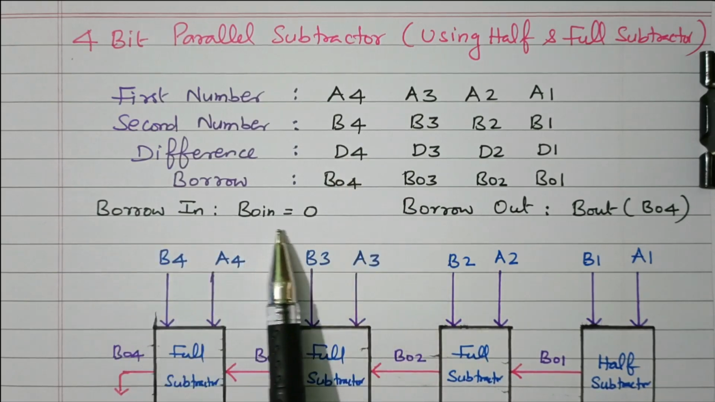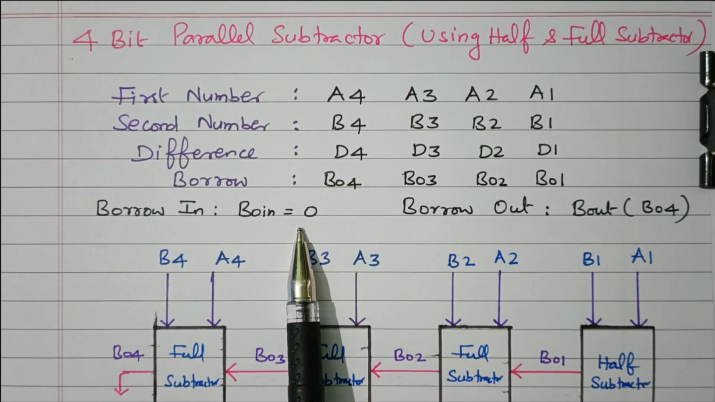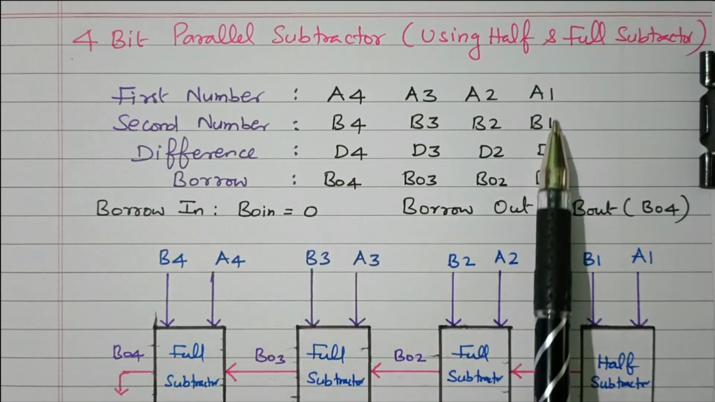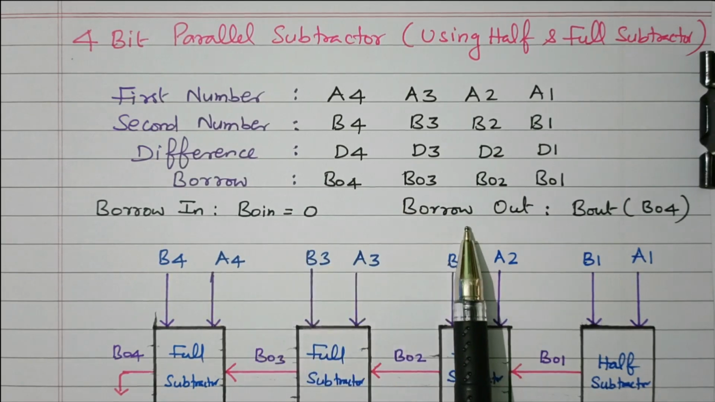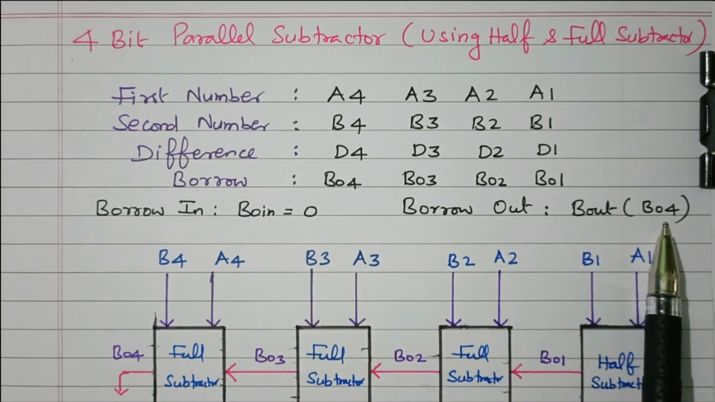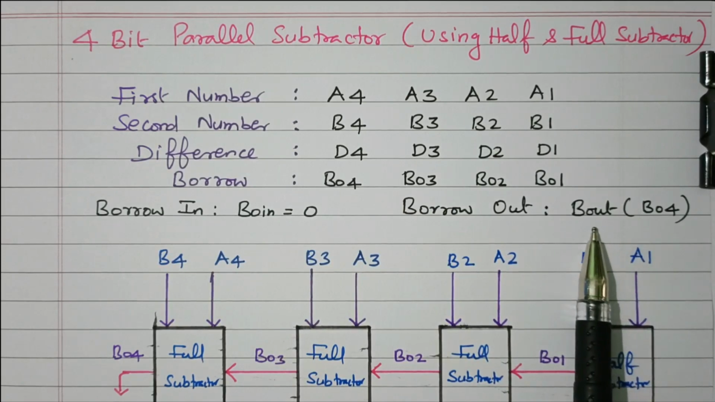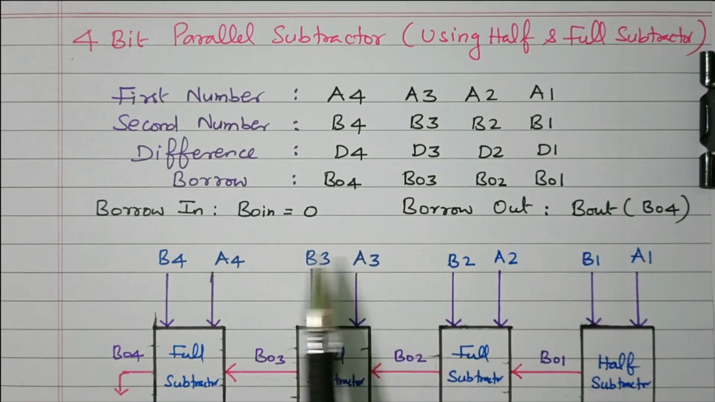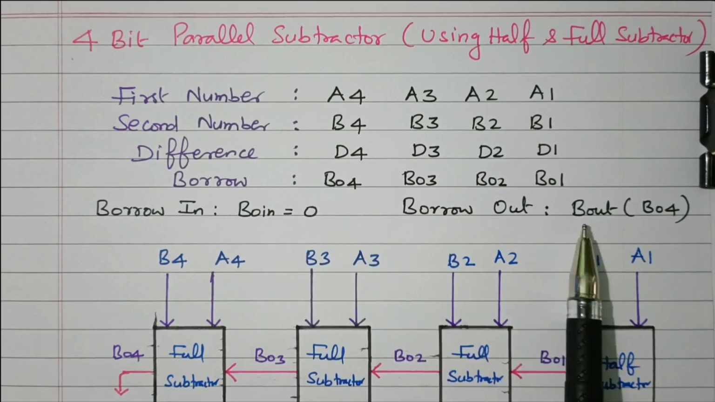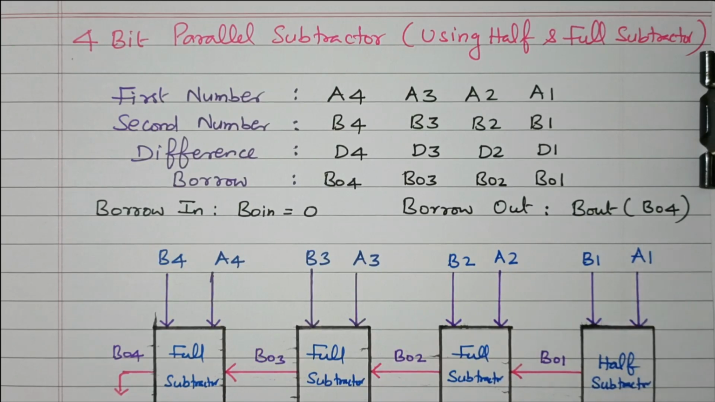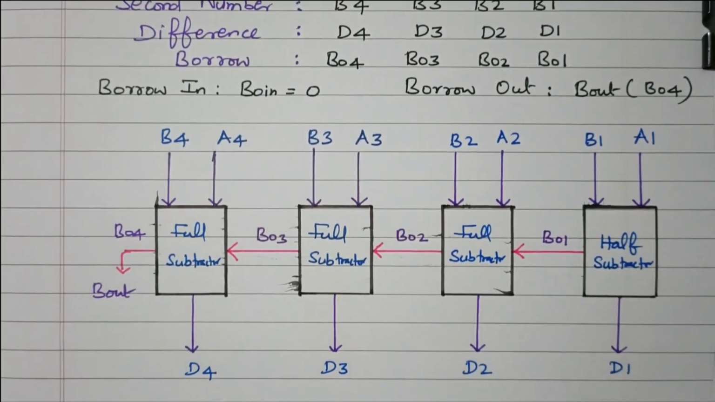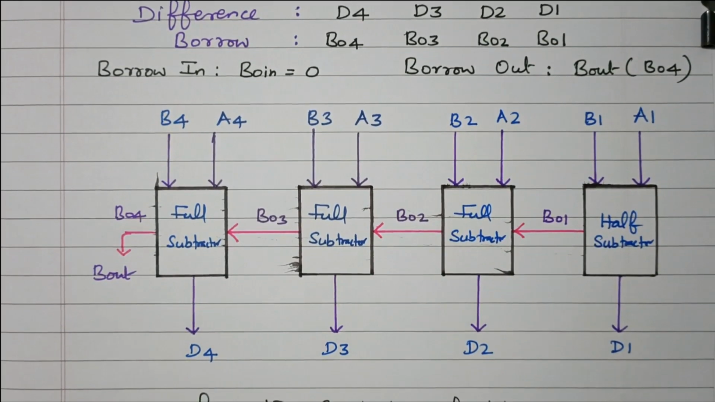The borrow in is 0. While doing the subtraction of the first digit, we are making the borrow as 0. And for the last digit, the borrow BO4 is taken as the borrow out, which is given to the next digit. So B in is 0, and B out is nothing but BO4. Based on that, we'll go to the logic diagram. We'll see the logic diagram of this 4-bit parallel subtractor.